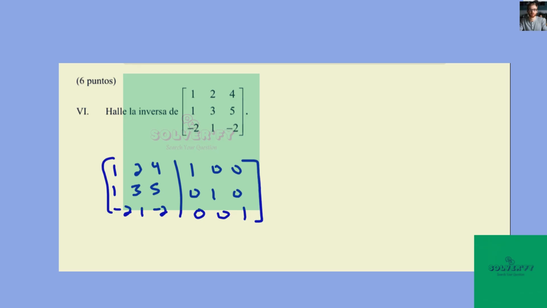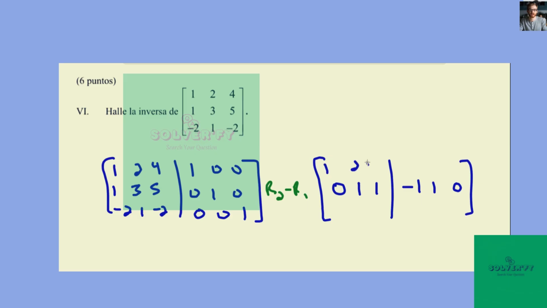So we could first subtract row 2 minus row 1. This will give us a new row 2. Row 2 minus row 1 would be 1 minus 1, 3 minus 2, 5 minus 4, 0 minus 1, 1 minus 0, 0 minus 0. Rows 1 and 3 are left alone.